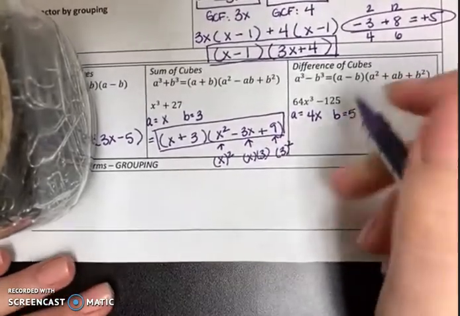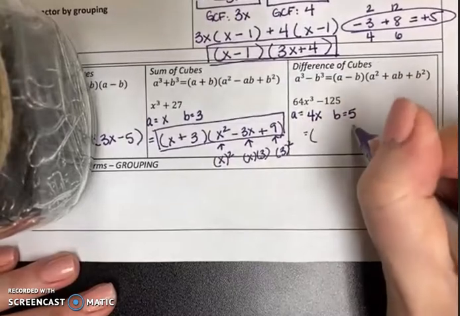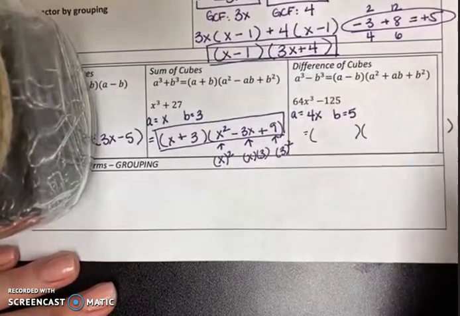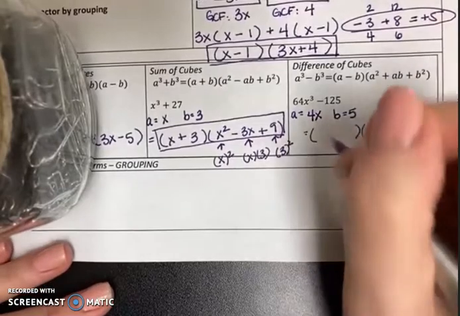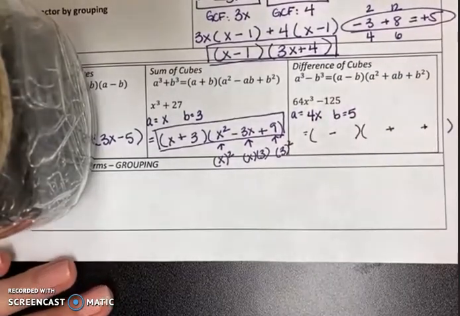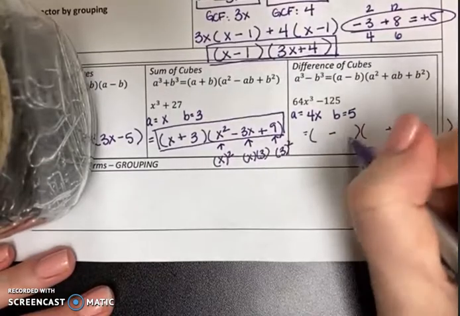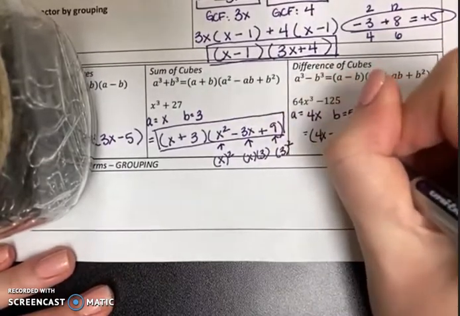Now that I've identified A and B, let's just plug it into our equation. Because this was a difference of 2 cubes, I know it's going to be minus plus plus, so minus plus plus. In the first parentheses, I just put A and B, so it's 4x minus 5.